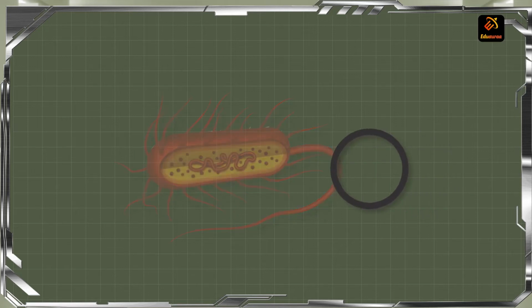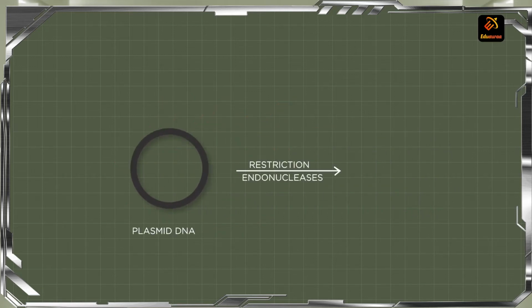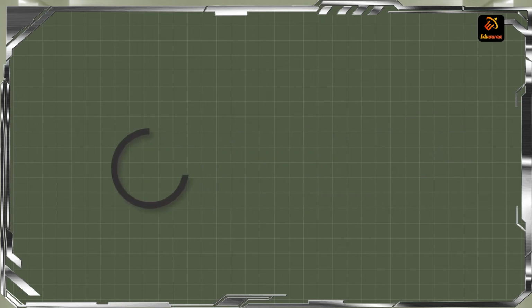Now we will use the same restriction endonuclease that I used for this human DNA. I will use the same restriction endonuclease on this plasmid as well. So this plasmid gets cut. And this is what I will have left now, because the restriction endonuclease cut the plasmid. Now do you see there is a space in the plasmid? This is where I will add that insulin gene.